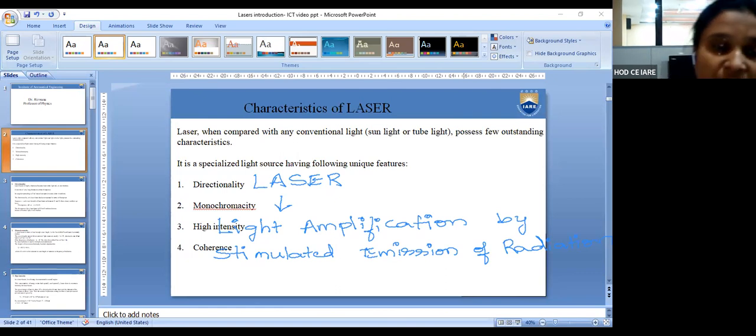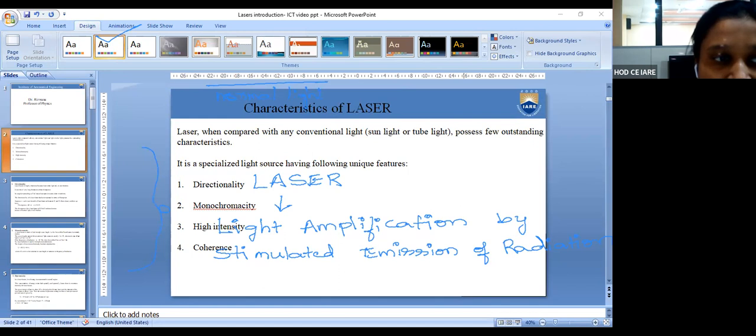So the first topic in laser is we need to understand how laser light is different from normal light. I think there are four characteristics of laser which make it different from normal light. When compared with conventional light, what do you mean by conventional light? Conventional light is nothing but normal light. What is normal light? Your tube light or sunlight, it is normal light.